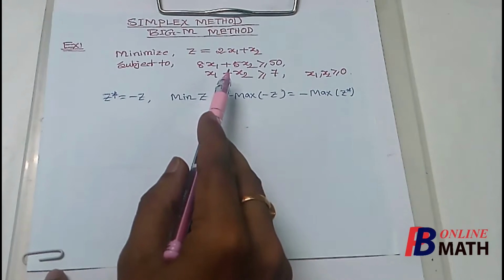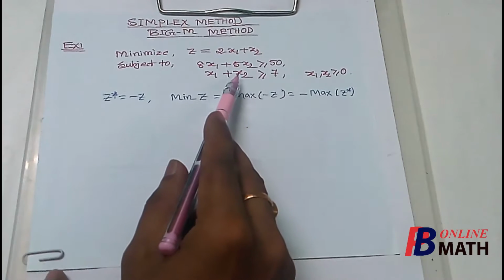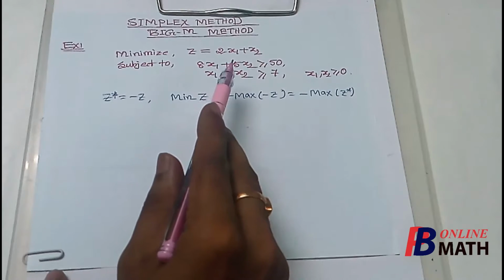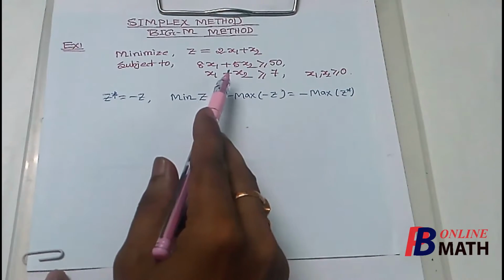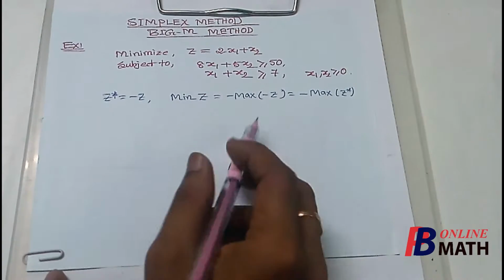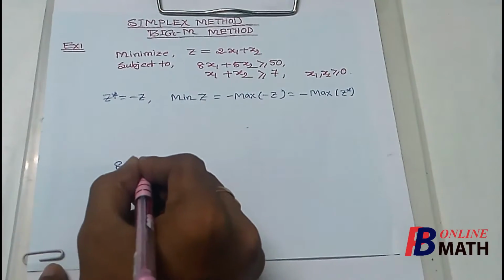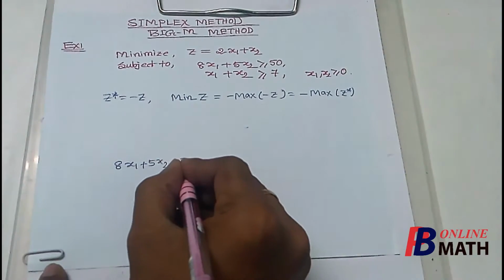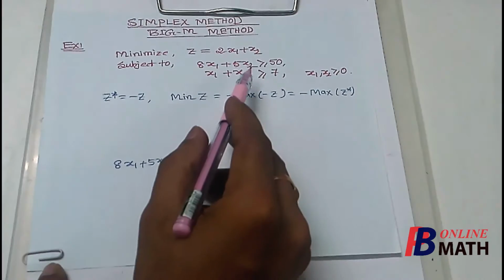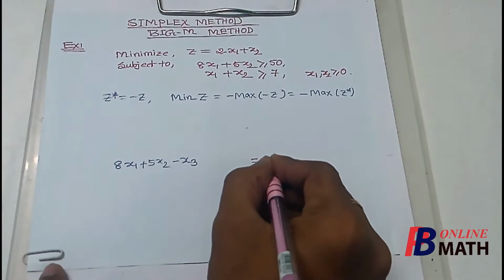And if we look at the constraints, we find that the inequalities are greater or equal to type. So in this case we can't add slack variables, therefore we have to subtract some positive quantity from the left hand side of the inequalities. These variables will be called surplus variables. So if we subtract a surplus variable, we call it x3. So we are subtracting a surplus variable x3 from the left hand side of the first constraint. So then it becomes equal to 50.